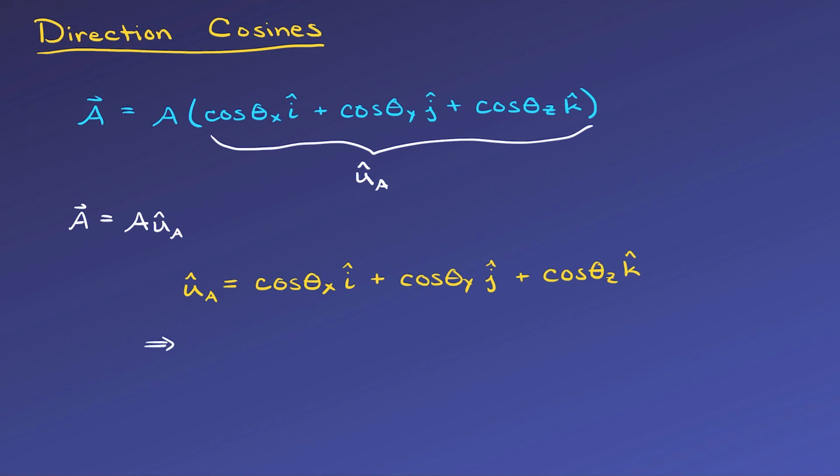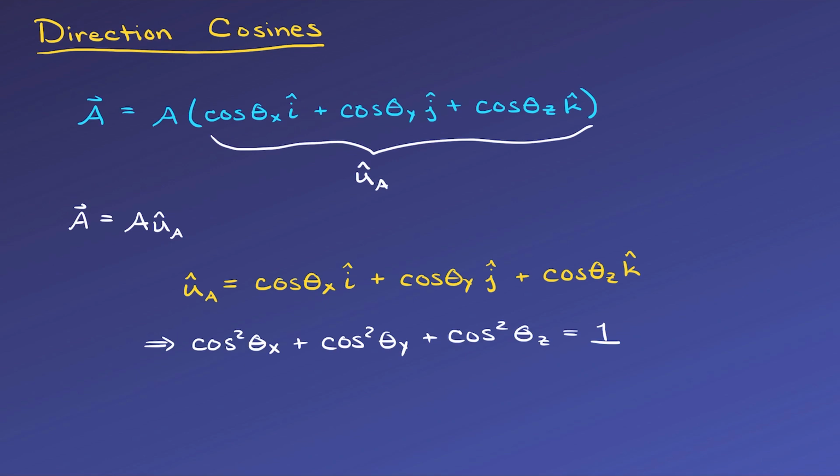So now we can write a unit vector in terms of direction cosines. We also know that the magnitude of a unit vector must be equal to 1. So using the Pythagorean Theorem, we get the following relationship. This means that if we ever know two of the three coordinate direction angles, we can come back to this identity and solve for the third.